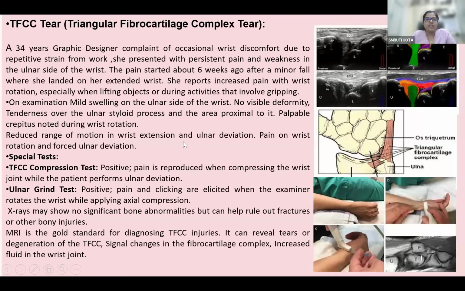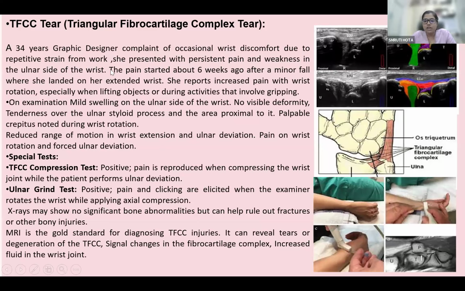Next is your TFCC, triangular fibrocartilage complex. This is an important pathology. You can see this is the ulna, and this is the triangular fibrocartilage complex on the ulnar side, in the ulnar triquetral area. Here is a case of a 34-year-old graphic designer who complained of occasional wrist discomfort due to repetitive strain from work, and she presented with persistent pain and weakness on the ulnar side of the wrist.